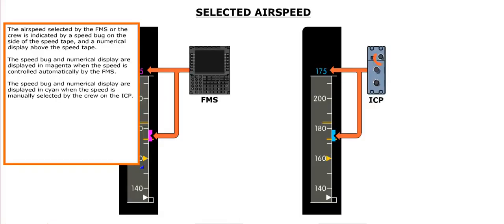The airspeed selected by the FMS or the crew is indicated by a speed bug on the side of the speed tape and a numerical display above the speed tape. The speed bug and numerical display are displayed in magenta when the speed is controlled automatically by the FMS. They are displayed in cyan when the speed is manually selected by the crew on the ICP.